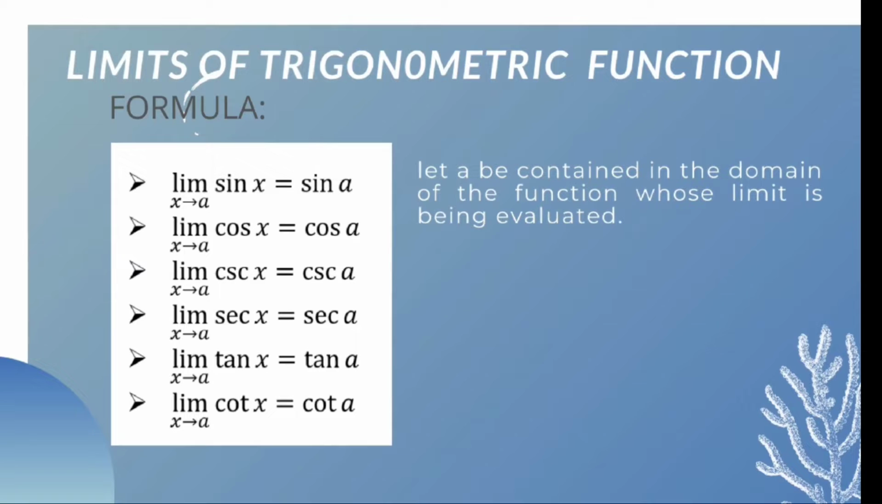The limits of trigonometric functions. Here, we will just let a be contained in the domain of the function whose limit is being evaluated. For example, the limit of sine x as x approaches a is equal to sine a. The limit of cosine x as x approaches a is equal to cosine a. The limit of tangent x is tangent a, the limit of cotangent x is cotangent a, the limit of cosecant x is cosecant a, and last, the limit of secant x is secant a.